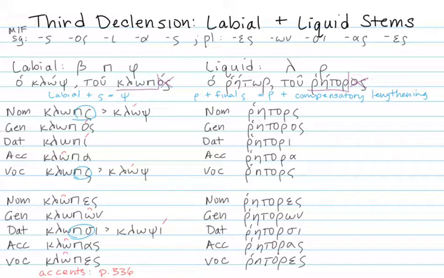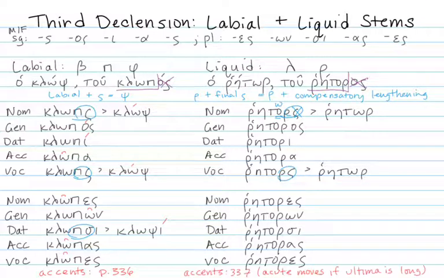One rule that matters here is when a rho is followed by a sigma as the last letter of the word, so the final sigma, then the sigma goes away, we keep the rho, and we lengthen the vowel that comes before the rho. This is called compensatory lengthening, which is compensating for the loss of that sigma. So that's the nominative and vocative singular. The sigma goes away, and the vowel before the rho gets long to compensate, giving us retor with an omega instead of an omicron. Again, for accents, I will direct you to page 337.